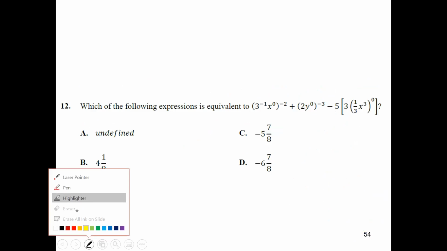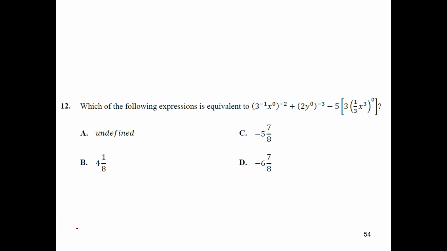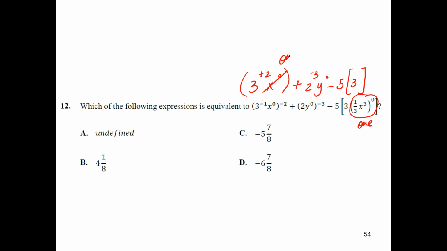Okay, let's go ahead and take a look at question number 12. For number 12, here you have 3 to the positive 2, because negative times negative is a positive 2, x to the 0, plus 2 to the negative 3, y to the 0, minus 5. This is kind of crazy. This entire thing to the 0 power is just 1. 1 times 3 is 3. X to the 0 power is just 1. So 3 times 3 is a 9.